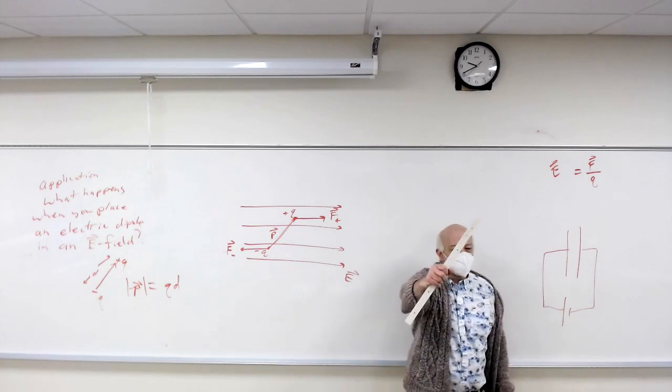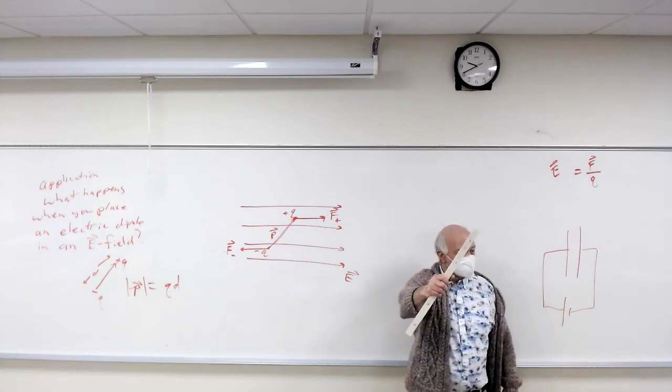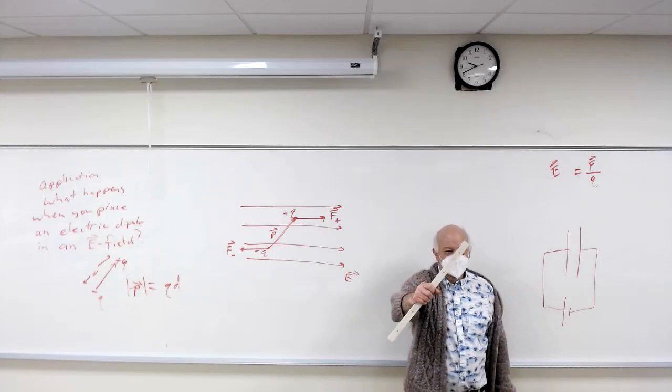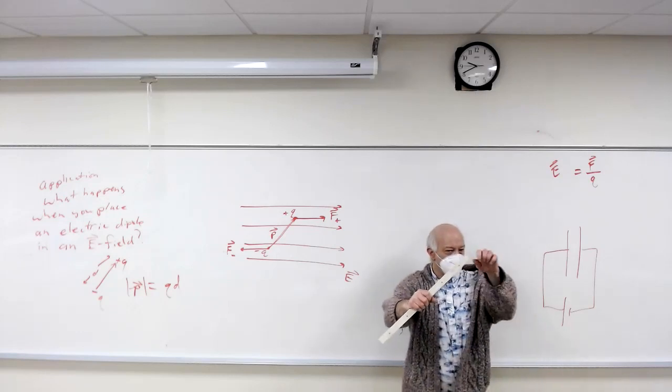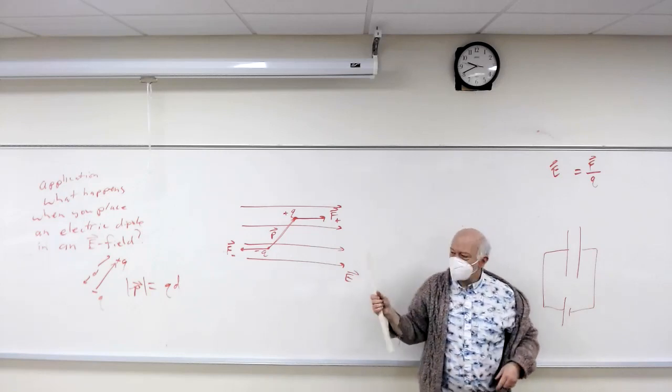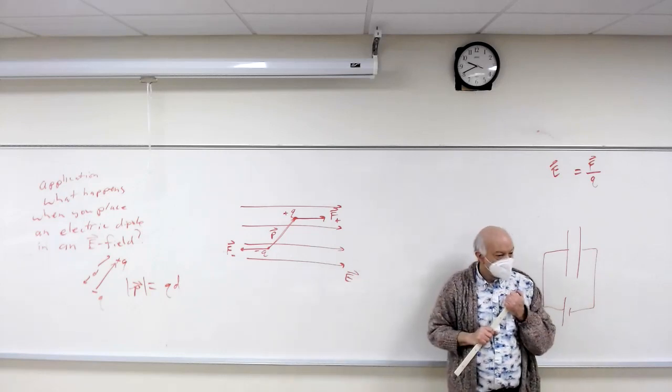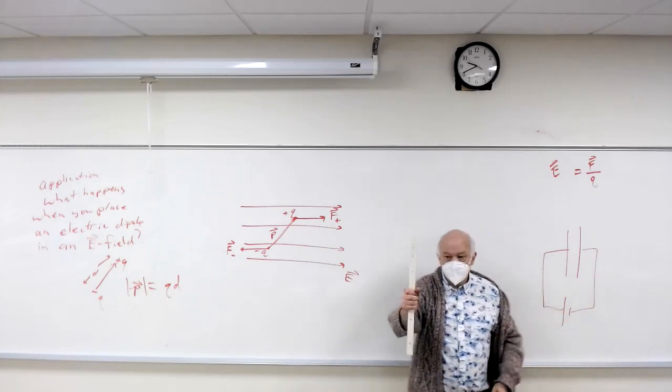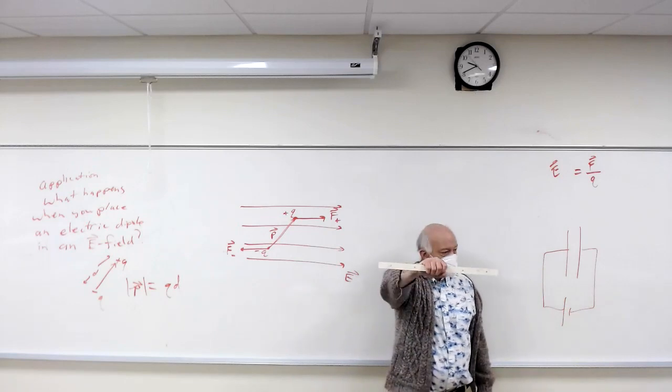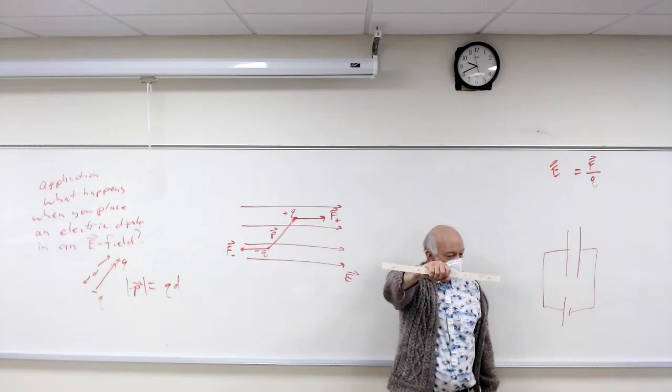So let's say you have this guy here. What would happen with this? You're pulling this way, this way. What's the net force on this guy? Zero. But it's going to try to orient itself like that.